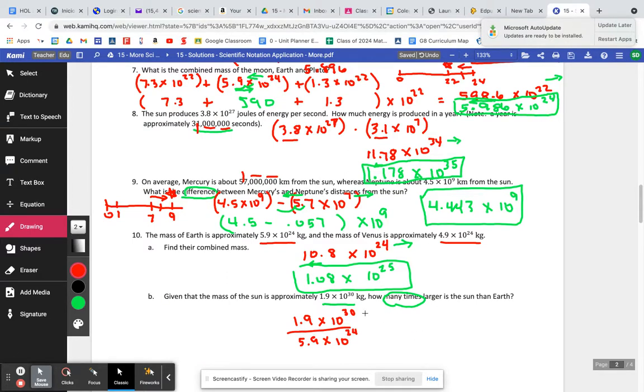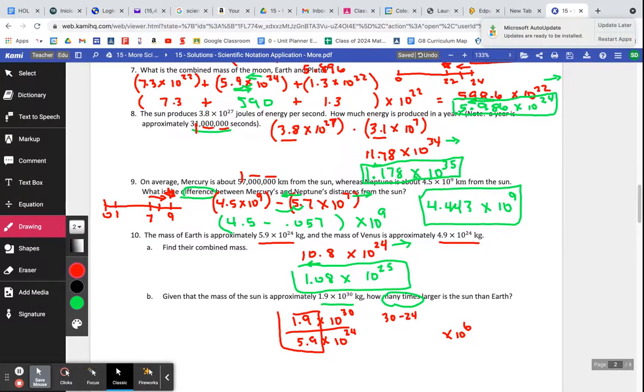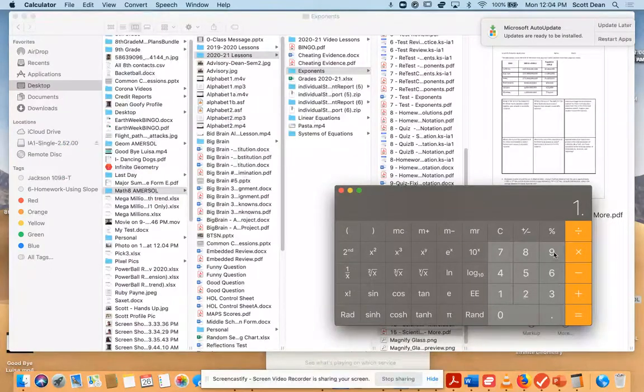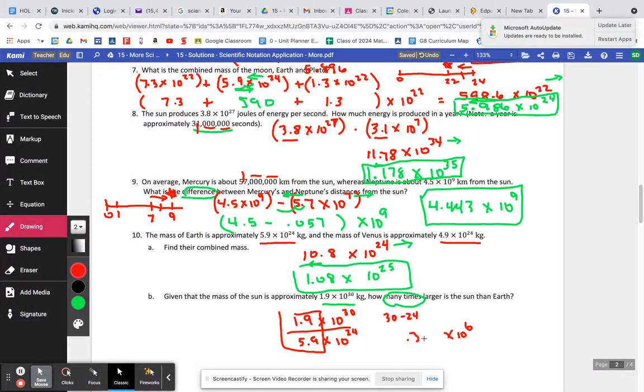So that the sun is way bigger. So let's take a look at this one now. We want to do division, so we will subtract those exponents of 30, subtract 24. So that's going to give us a times 10 to the 6. And I'm just going to come to my calculator. 1.9 divided by 5.9. 1.9 divided by 5.9 is 0.322. So let's move that one spot to this direction, which makes it 3.22 to get it between 1 and 10. And the 6 has to go this way on the number line, making it a 5.